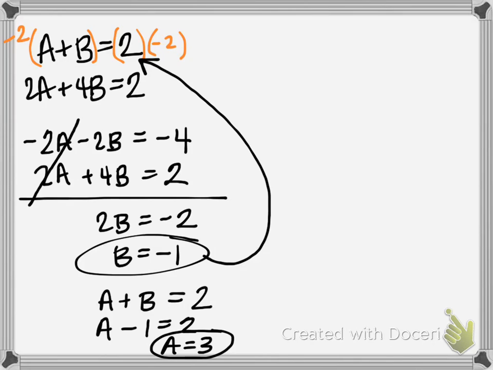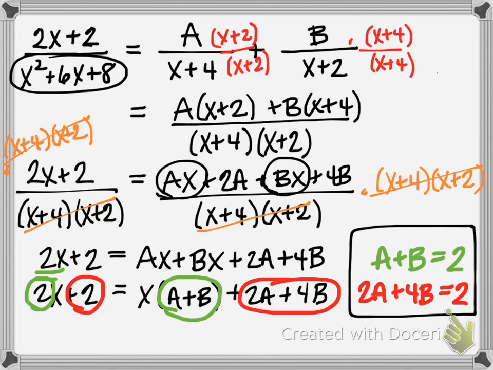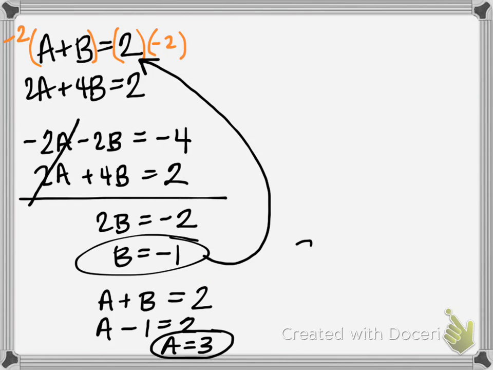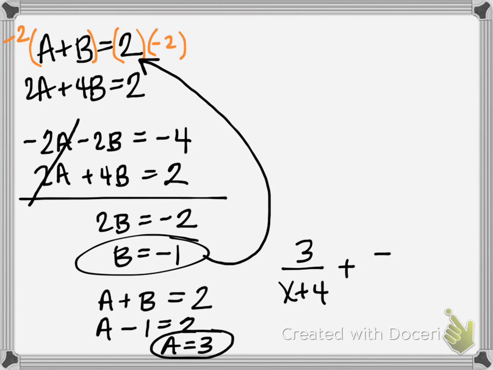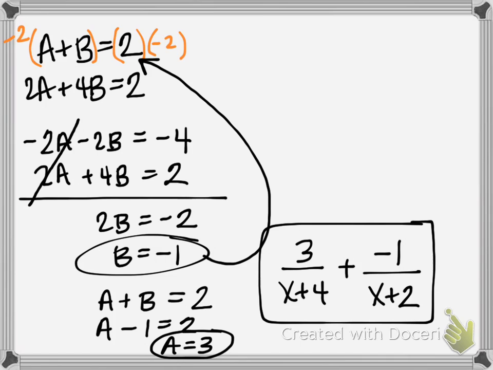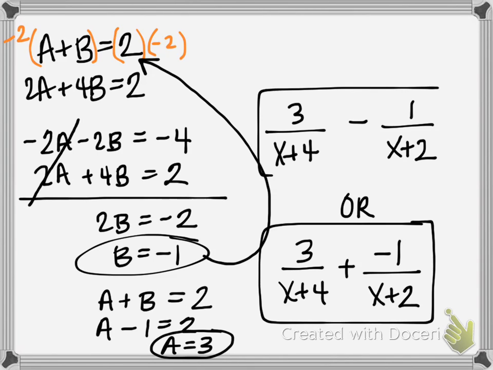So going back to the original problem so we can write our partial fractions, you'll remember that the original problem we set up here as the two partial fractions, A divided by x plus 4. So our A value we got was 3, so that would be 3 divided by x plus 4. And our second partial fraction was plus B divided by x plus 2. So plus our B value is -1 divided by x plus 2. So you could leave your partial fractions in this form, 3 divided by x plus 4 plus -1 divided by x plus 2. Or you could also write that as 3 divided by x plus 4 minus 1 divided by x plus 2 if you wanted to write it as a subtraction problem. Either of these two answers would be acceptable.